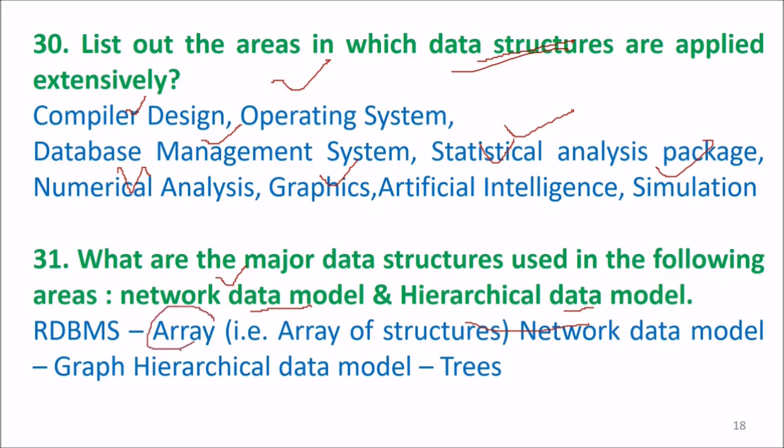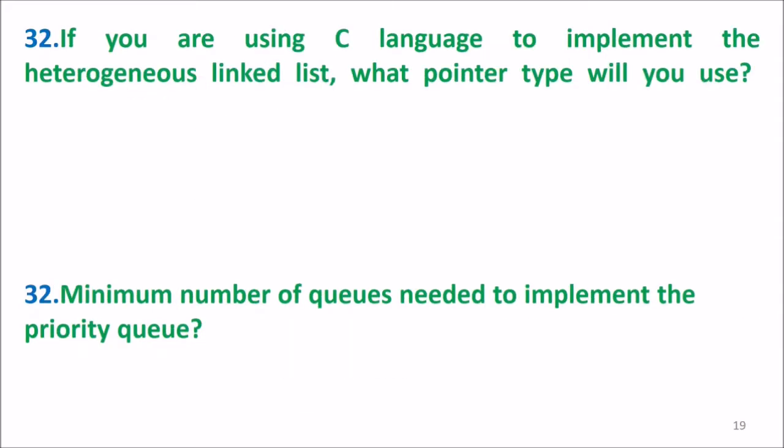For the RDBMS, an array, that is an array of structures, can be used. In the network data model, we can also use the graph. Of course, graph is the best choice. And for the hierarchical data model, as I just suggested, we'll use trees.